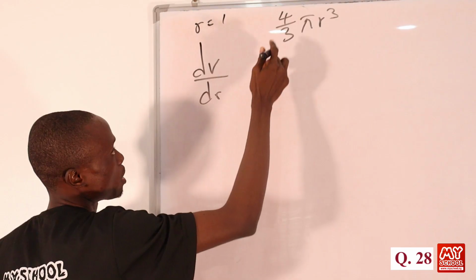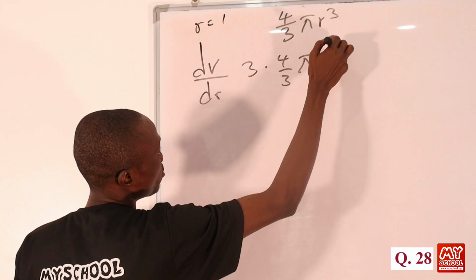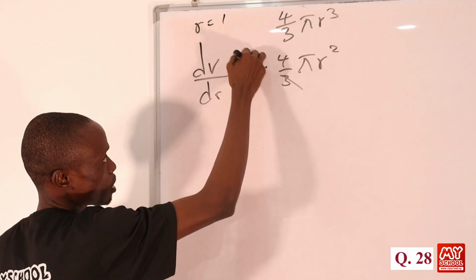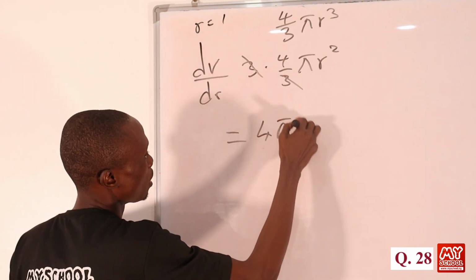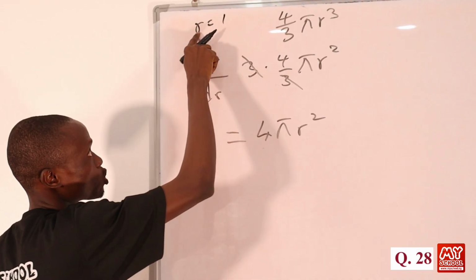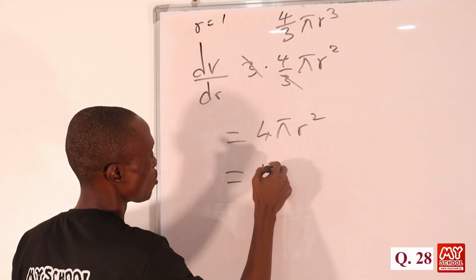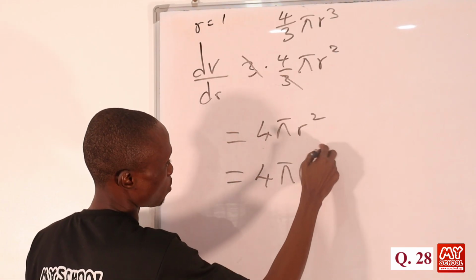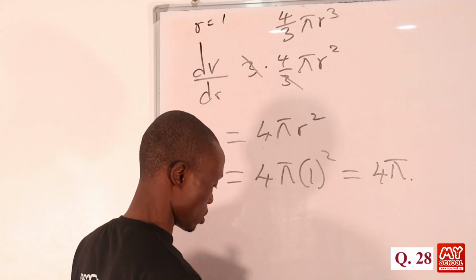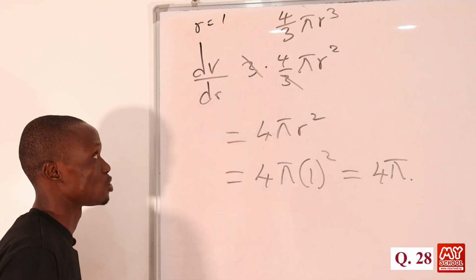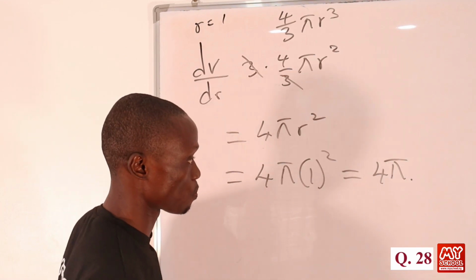If we differentiate this, we'll be having 3 times 4 over 3 times pi r raised to power 2. So 3 cancels out 3, so that at the end of the day, our dV/dr is equal to 4 pi r squared. But in that question, we are told that we should take r to be equal to 1. So anywhere we see r here, we replace it with 1, so that we'll be having 4 pi times 1 raised to power 2. So everything here still results to 4 pi. This is the rate of change of the volume of the sphere with respect to the radius.